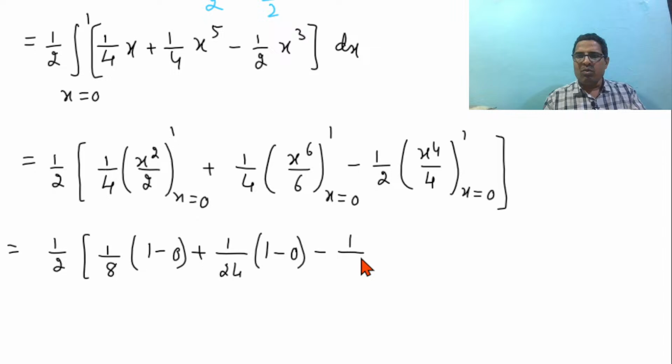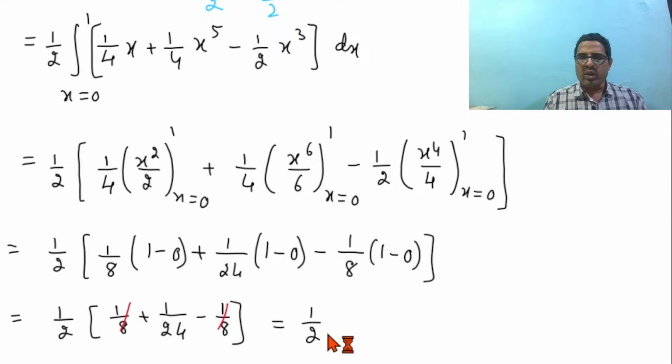Or further, let us try to simplify. It is 1 by 2 as it is, this is 1 by 8 plus it is 1 by 24 over here, and here you are having minus 1 by 8. So, we can see that this plus 1 by 8 and minus 1 by 8 will cancel out, you will just be left with 1 by 2 times of 1 by 24. So, that will be nothing but 1 by 48. That will be the final answer.